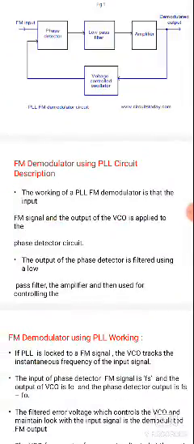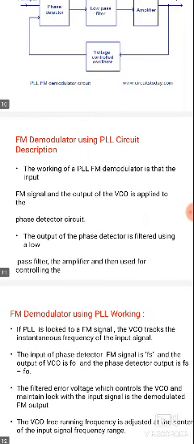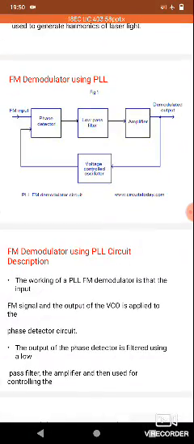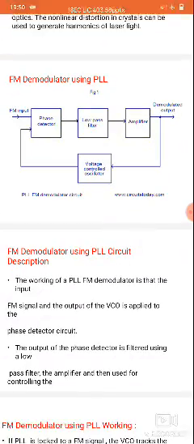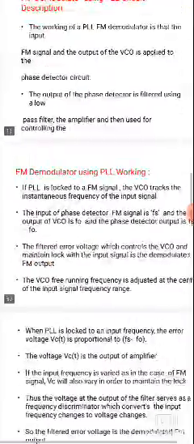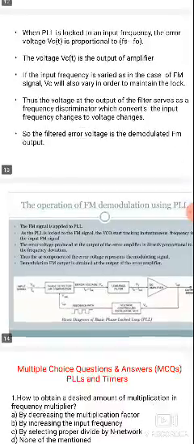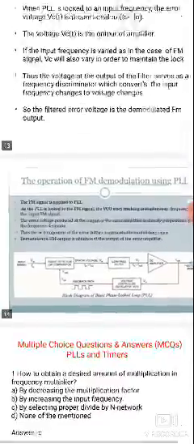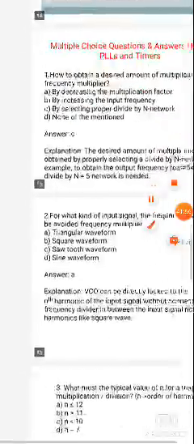Demodulation: the phase detector output goes to a low pass filter and amplifier, and the amplifier output drives the voltage controlled oscillator. The low pass filter removes higher frequencies, and the amplifier amplifies. The amplified voltage is directly proportional to the input voltage, which is possible in the locked range. The amplifier output is Vc of t. This is the operation of FM demodulation using a PLL.